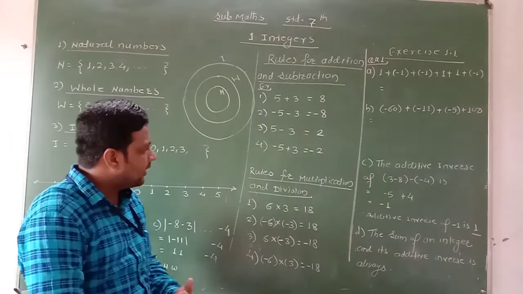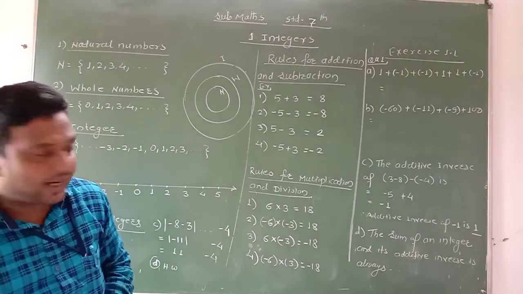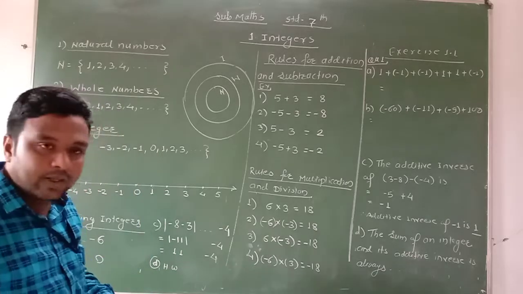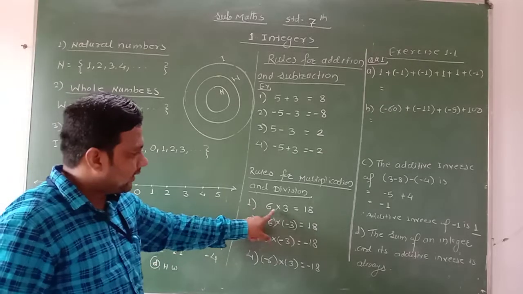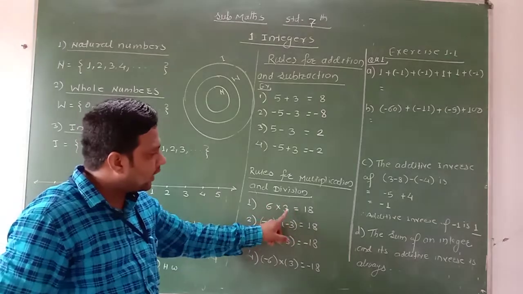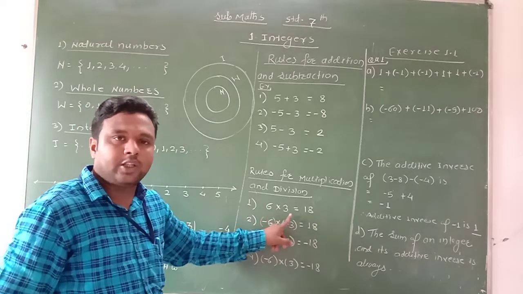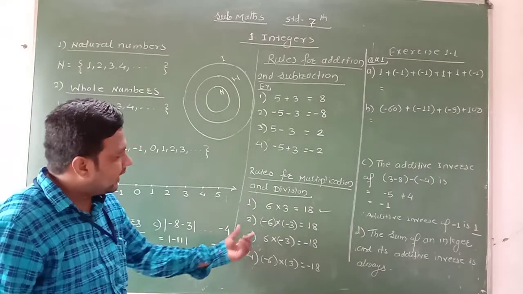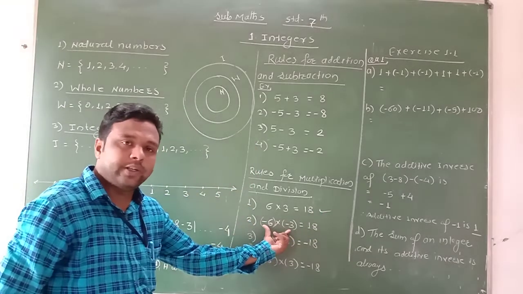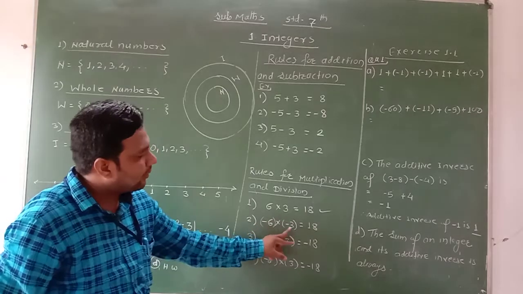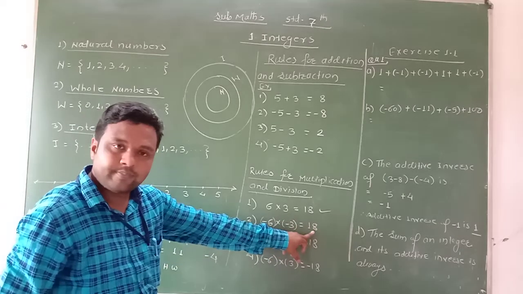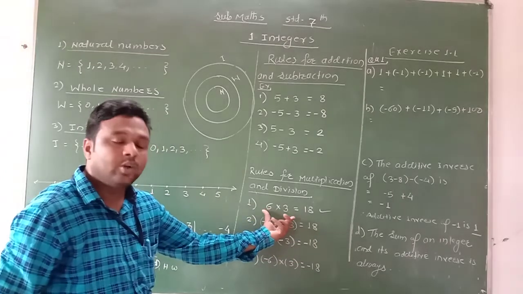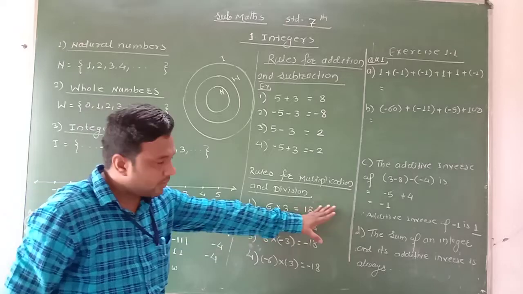Okay. Now see the rule for multiplication and division of integers. Here I write some examples. Okay. Now see the first example. There is multiplication of two positive integers, 6 x 3. Then the answer is what? 18. That is positive. Okay. Then multiplication of two negative integers, that is -6 x -3. Then the answer is what? Positive. If both are negative or if both are positive, then their products are positive.